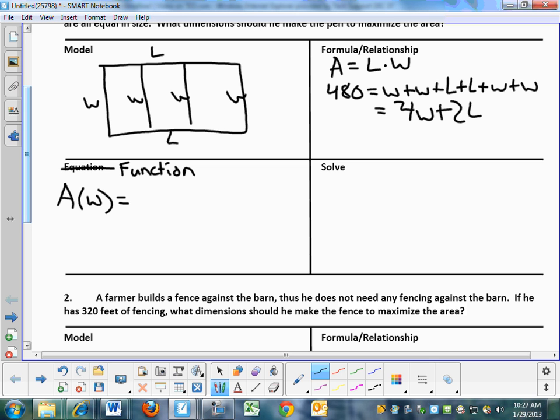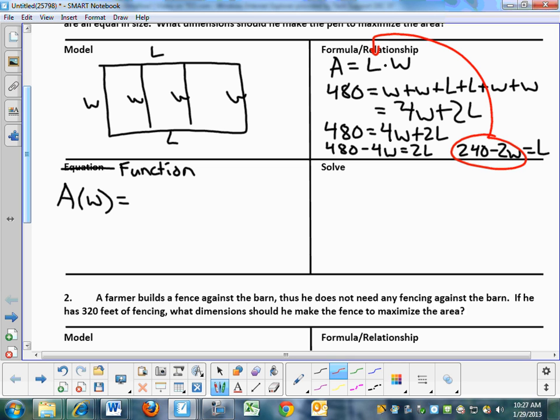It's going to be in terms of width. How do I know that? We're going to solve for L here, and we're going to plug it in. You could also solve for W. That would be fine, and do it in terms of length. But if I take this equation, 480 equals 4W plus 2L, and I subtract the 4W over, I get 480 minus 4W equals 2L. And I divide by 2, and I get 240 minus 2W is equal to L. What can I do with that? Plug it in. You guys have seen these type of problems before. So it's like, why are we doing it again? Because you're going to see an easier way to solve for it.